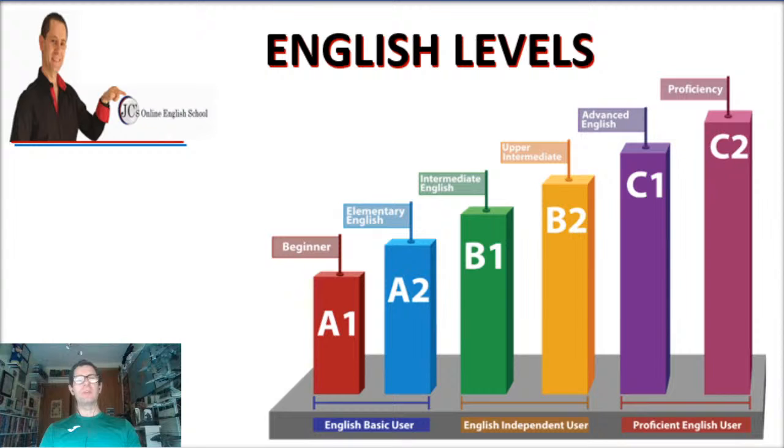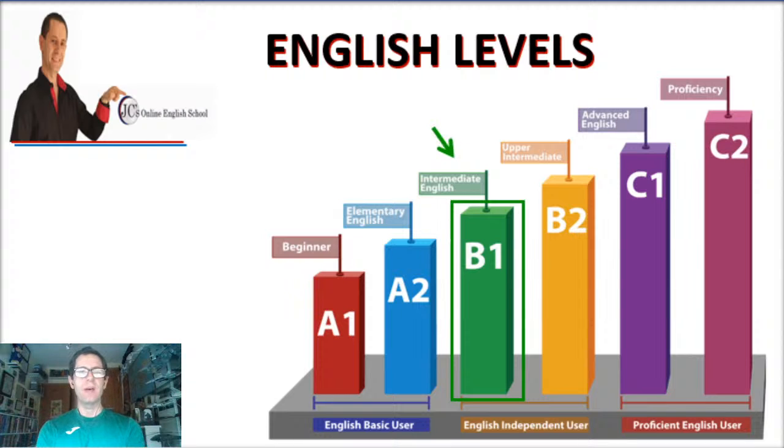Okay, so remember the 6 English levels? There are 6, okay? A1, which is the beginner, A2, elementary, B1 intermediate, B2 upper intermediate, C1 advanced, and C2 proficiency.